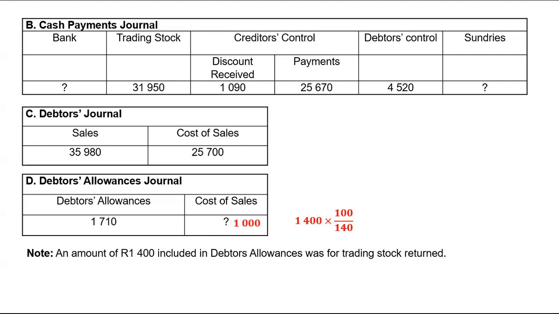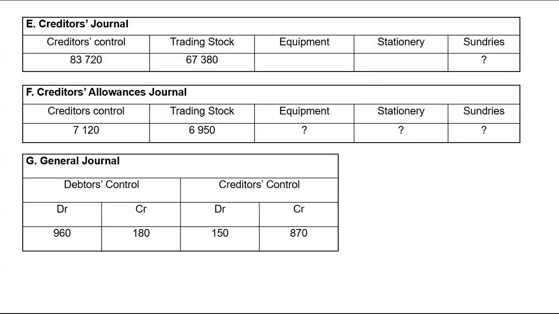I will need both columns of your debtors allowances, which is your debtors allowances column and your cost of sales column. In your CJ, I will need creditors control and trading stock. CAJ, I will need creditors control and trading stock. General, I will need all the information. Debtors control, I need the debit and credit. Creditors control, I will also need the debit and credit.